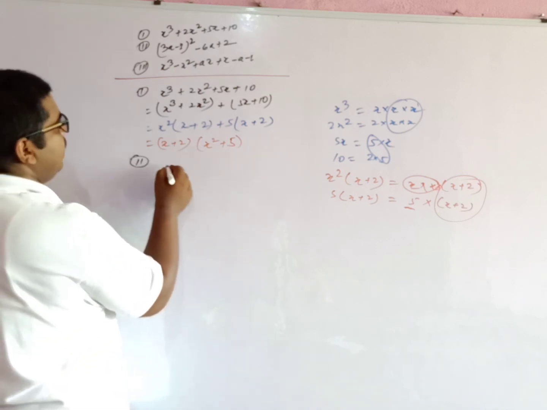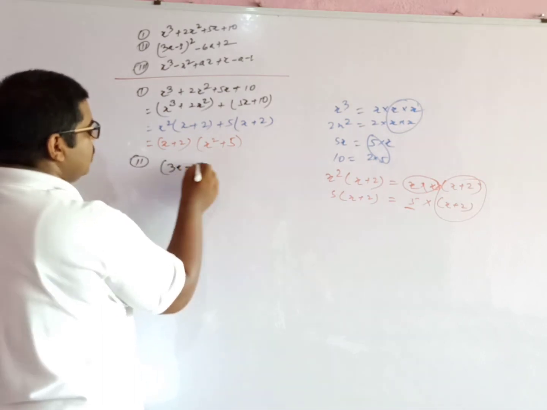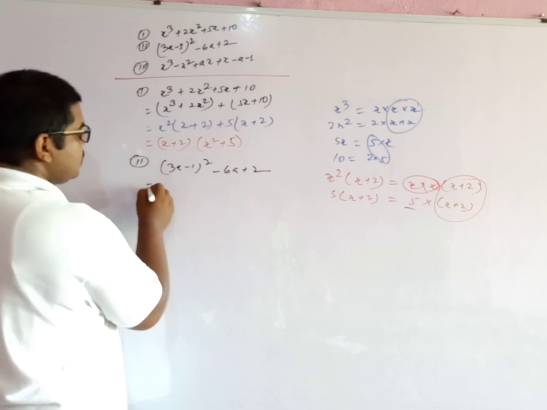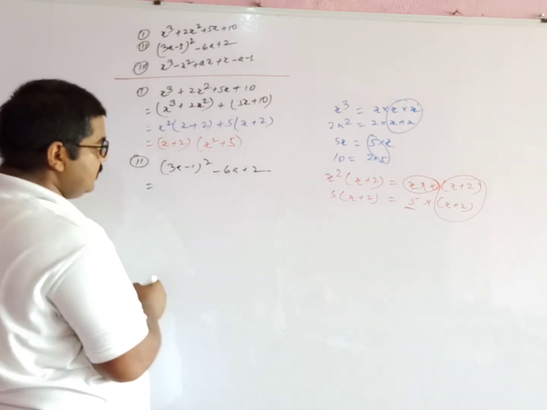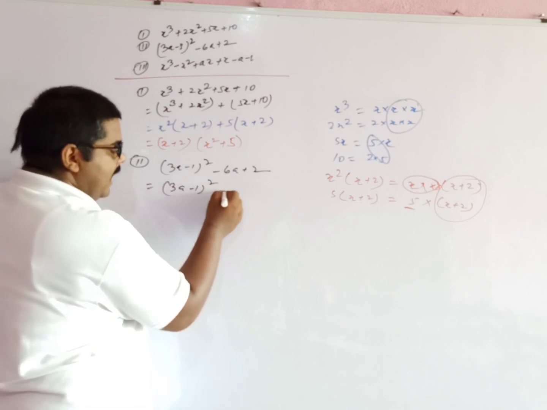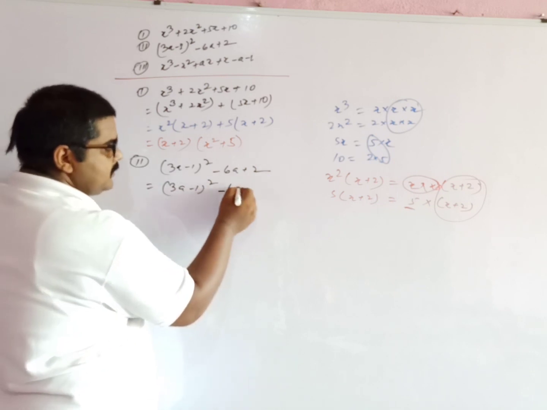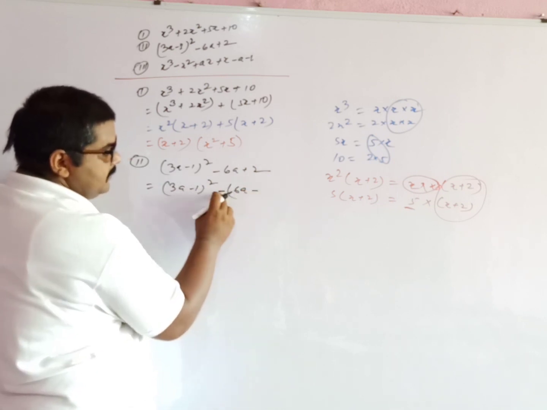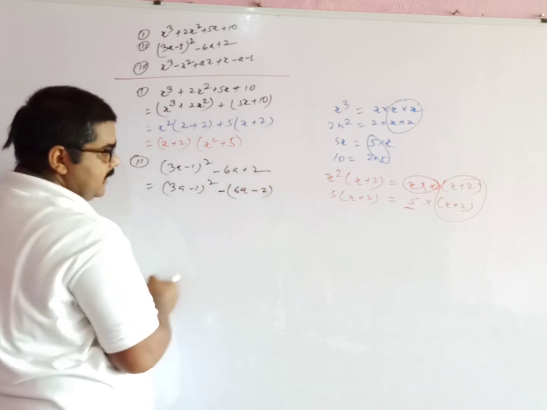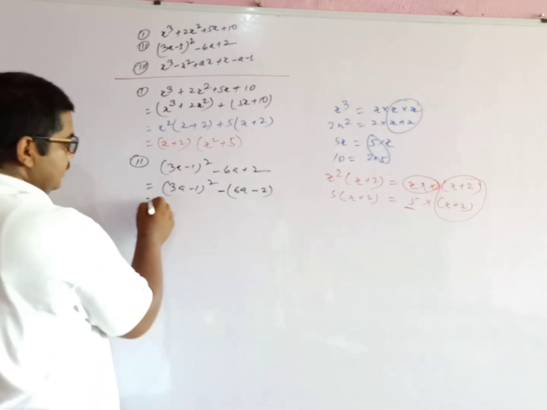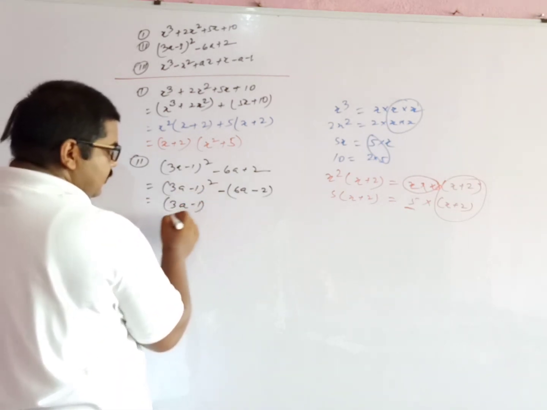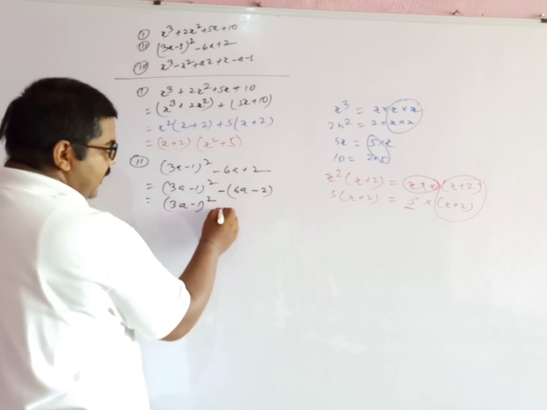The second question has been given: 3a minus 1 whole square minus 6a plus 2. At first you need to rearrange it. 3a minus 1 whole square and minus 6 taken as common. So 6a minus, because minus minus is plus, plus minus is minus, you have to take 2. In this question, one more step: 3a minus 1 whole square minus.